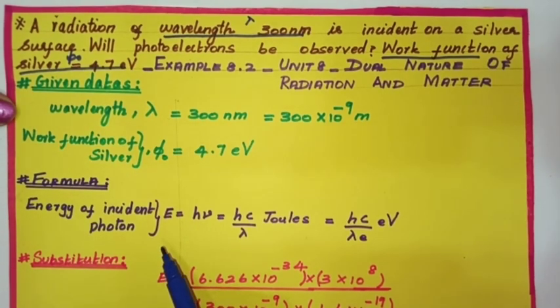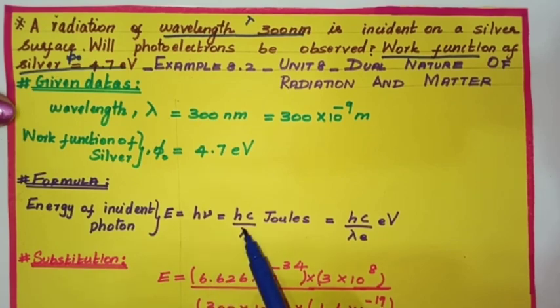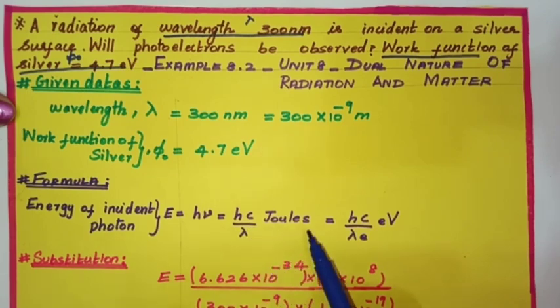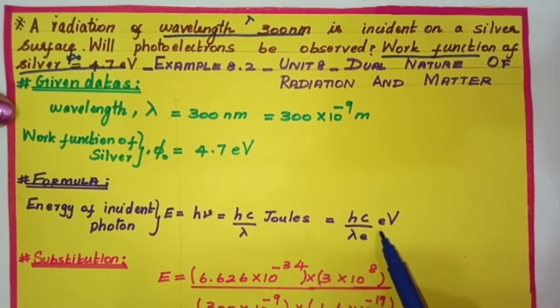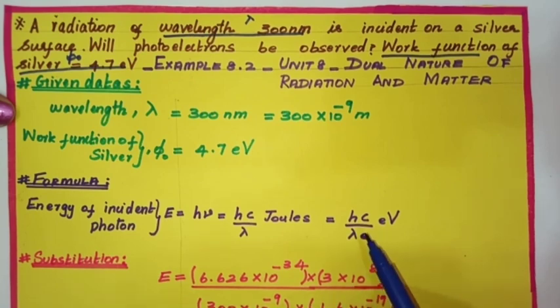So first we have to write the formula for the energy of the incident photon. Energy E is equal to h nu. And this energy h nu expression in joules is written as hc by lambda. In our problem, we need the calculations in electron volt, so we have to write the formula hc by lambda e in electron volt. Next we are going to substitute the values of h, c, lambda and e.